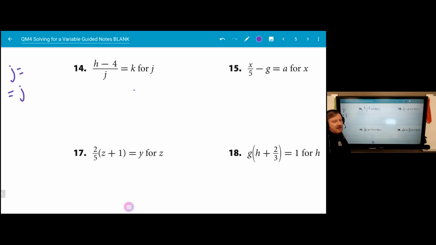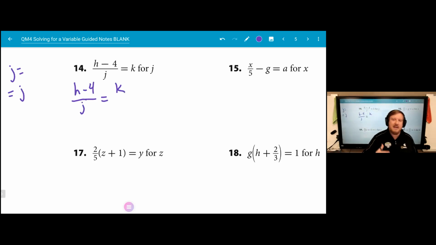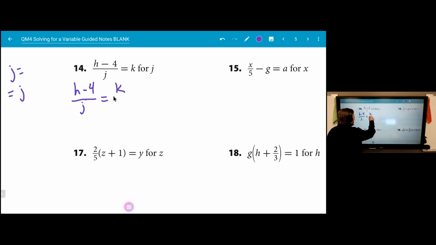So I'm going to take something that you guys love to do. You guys love your cross multiplication. Why don't I do this? h minus 4 divided by j equals k. And if I do that, cross multiplication requires that I have two fractions or ratios set equal to one another in a proportion. Well, how do I make k stay the same, but make it a fraction or a ratio? Divide by 1. Now you can cross multiply.